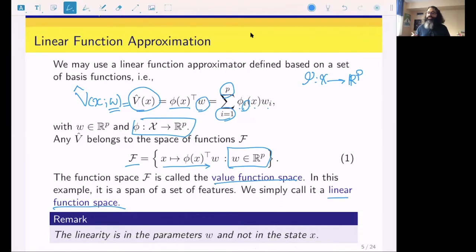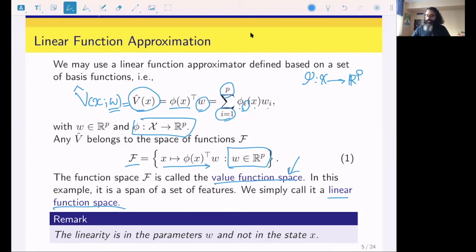An important thing is that when I talk about F in the rest of this lecture and the rest of the course, it doesn't need to be a linear function space. Here I'm talking about value function space in general. If we are focusing on linear function spaces, then it should be clear from the context.